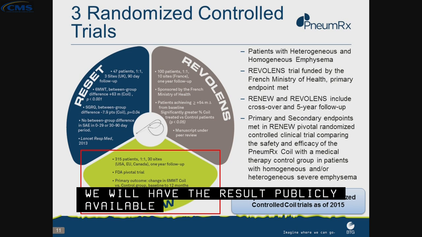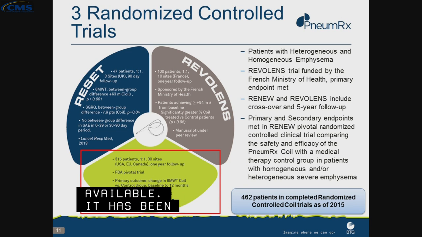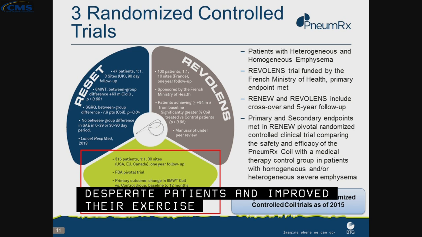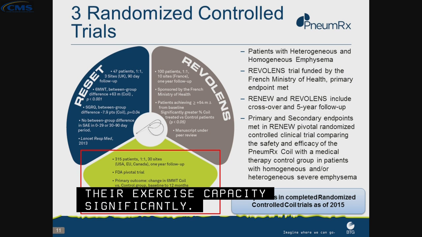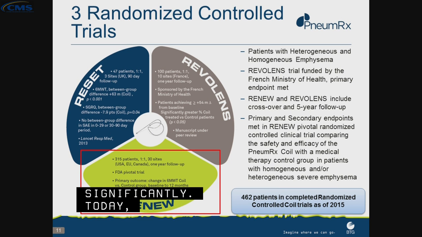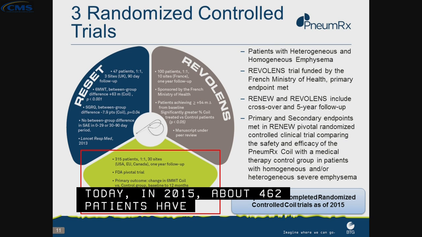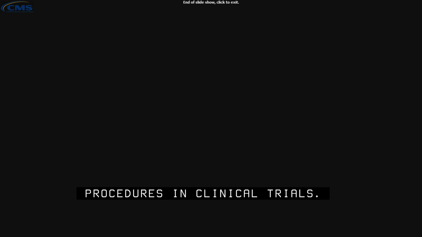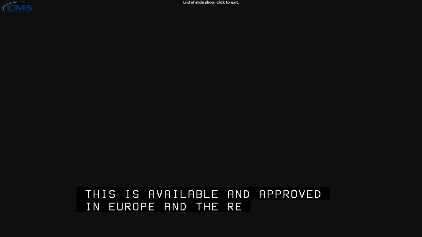But it's been shown that this technology can improve the quality of life of these desperate patients, as well as improve their exercise capacity significantly. And to date, or at least in 2015, about 462 patients have completed the coil procedures in clinical trials. And this is available and approved in Europe and the rest of the world. So that's the clinical background on this technology. Thank you very much for your attention.